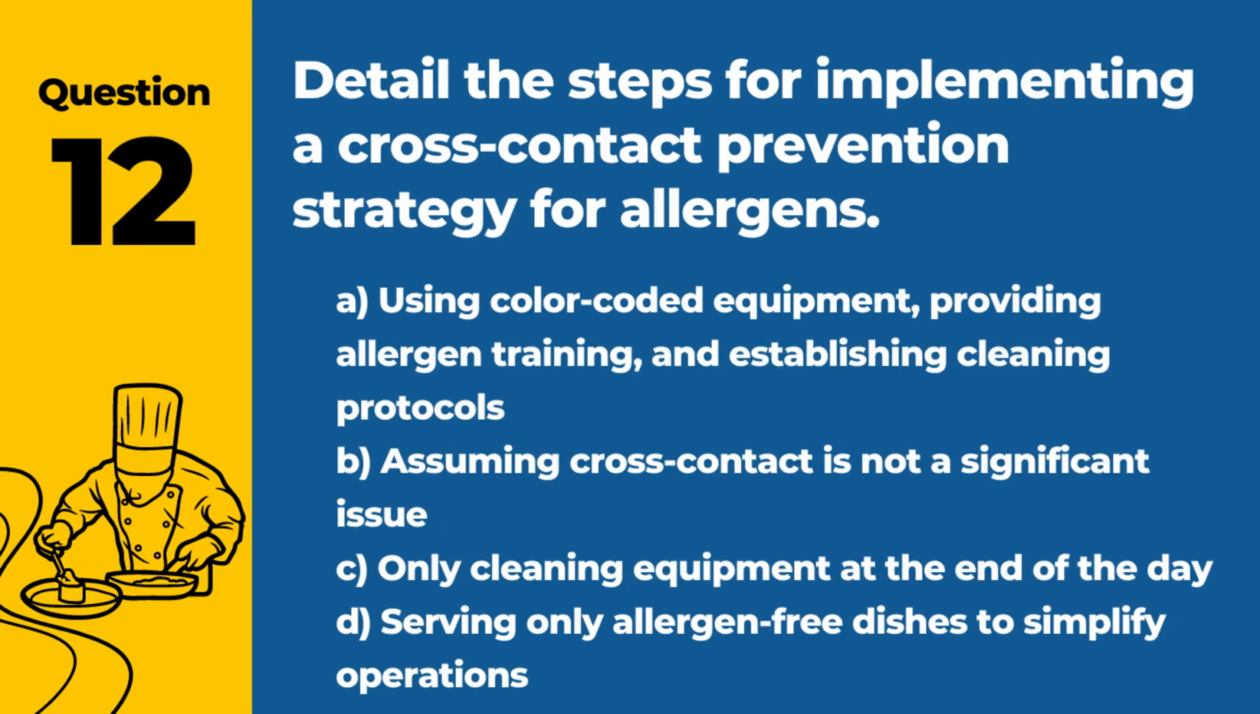Question 12. Detail the steps for implementing a cross-contact prevention strategy for allergens. A. Using color-coded equipment, providing allergen training, and establishing cleaning protocols. B. Assuming cross-contact is not a significant issue. C. Only cleaning equipment at the end of the day. D. Serving only allergen-free dishes to simplify operations.